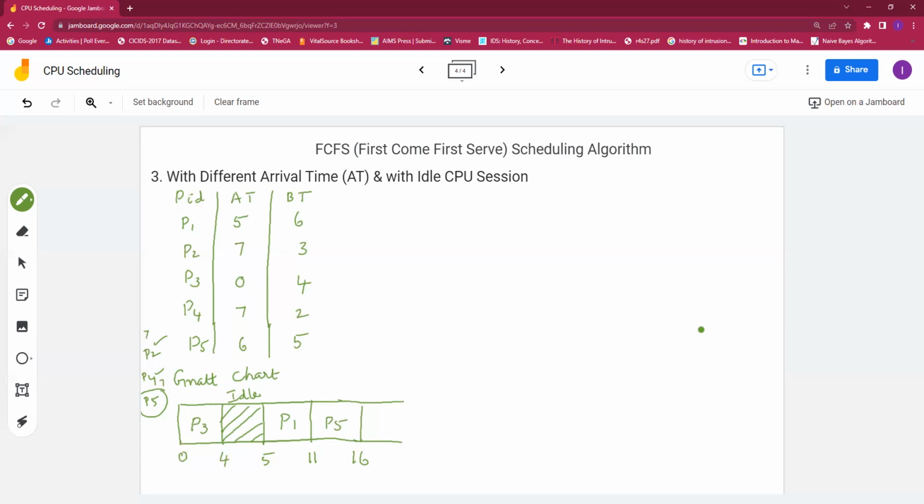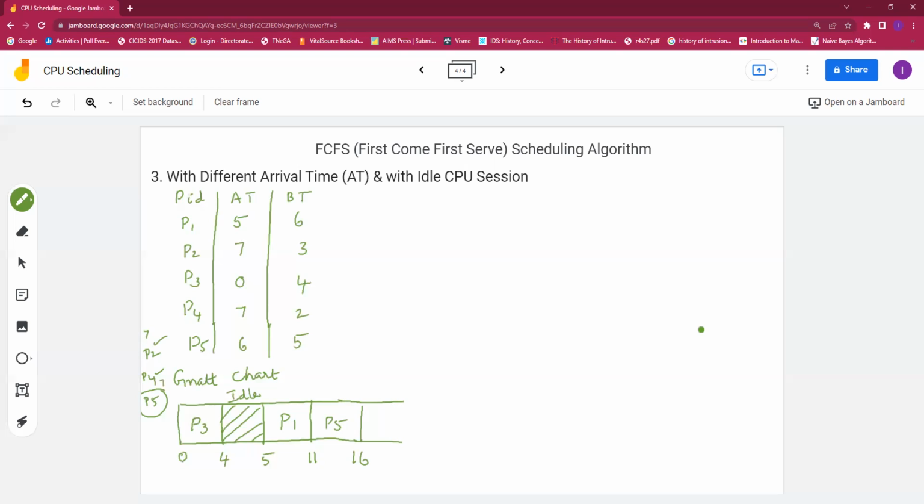In this case, how will the CPU decide which process can be given to the CPU? Now the scheduler will think about it. Because both P2 and P4 have the same arrival time, the scheduler has to decide which process can be given to the CPU for execution.